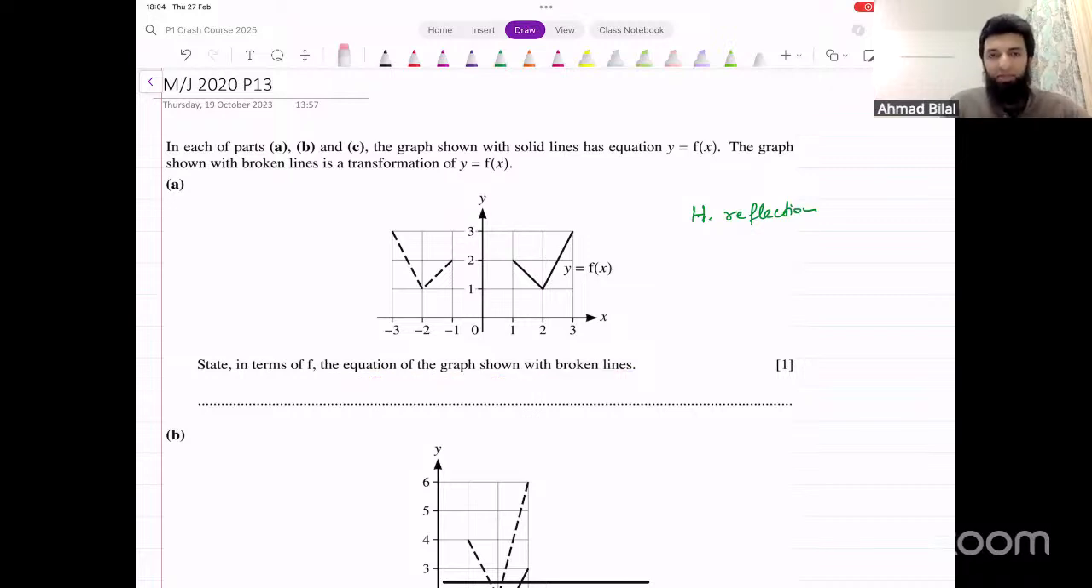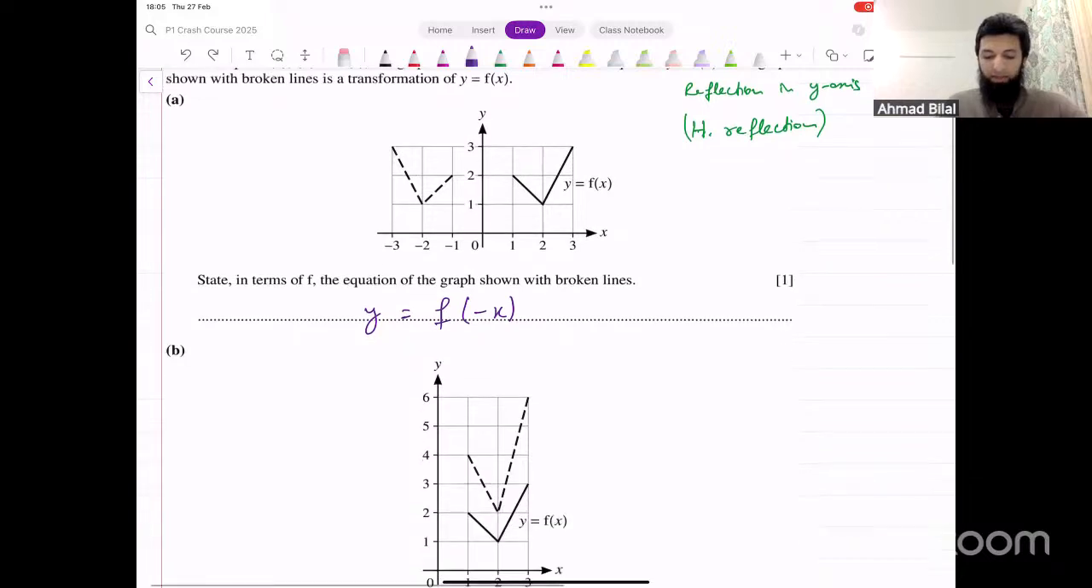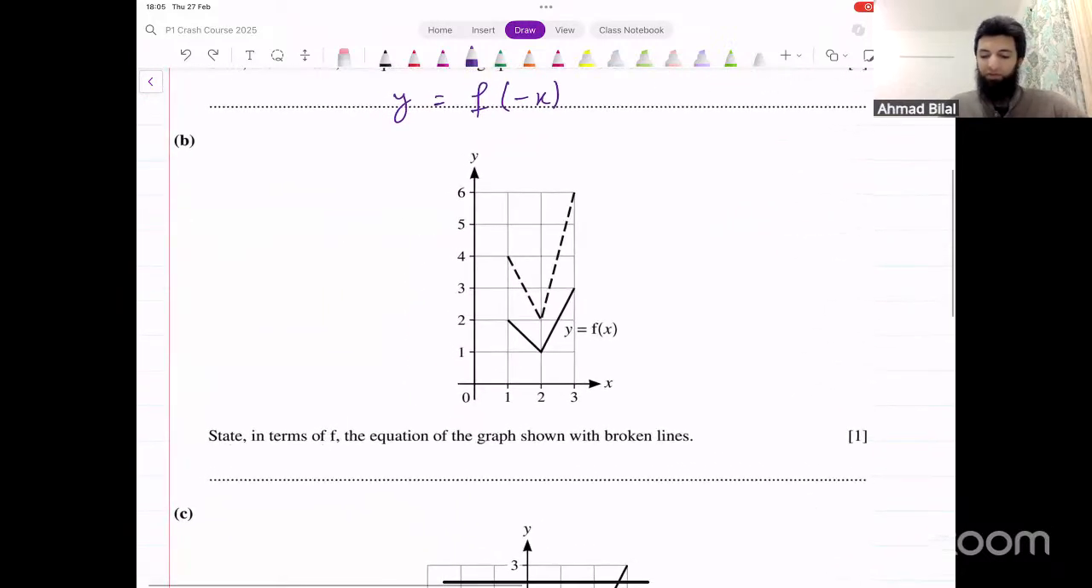If we had to describe this, we would describe it as a reflection in the y-axis. Okay, it's a reflection with line of reflection y-axis, and that's a horizontal reflection, but that's not what they're asking for. They're not asking us to describe this transformation. They want us to write down the function. What is the function going to be? It would be y equals f of minus x. Okay, so we multiply x with minus. That represents horizontal reflection. Okay, let's look at the second diagram. It says state in terms of f the equation of the graph shown with broken lines.